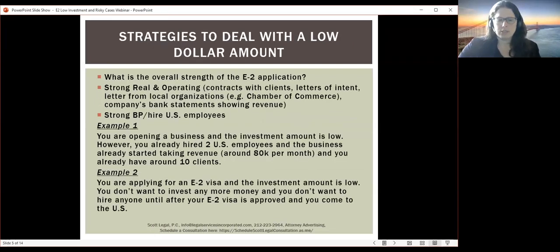All right, so let's talk a little bit about strategies to deal with a low dollar amount. With a low dollar amount, you have to consider the overall strength of the E-2 application. There are many requirements for the E-2 beyond just the substantial investment. Is the case strong in those other requirements?